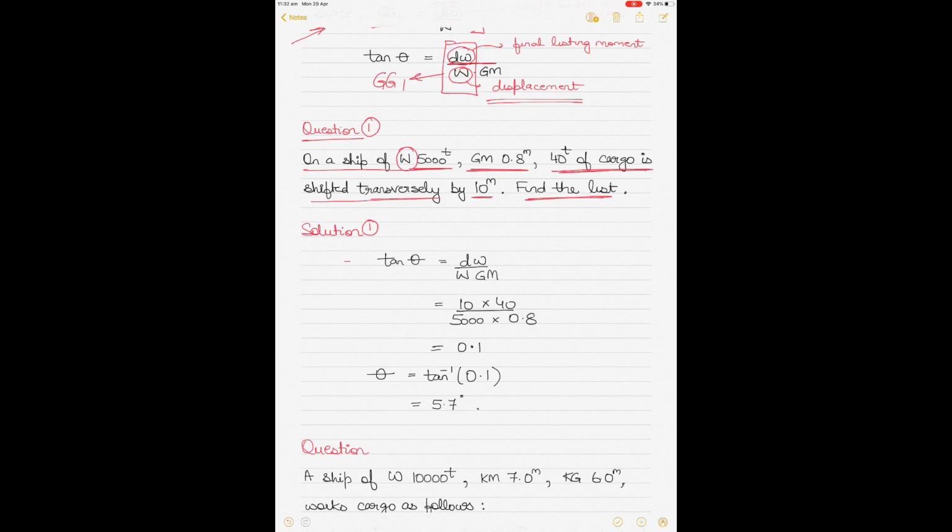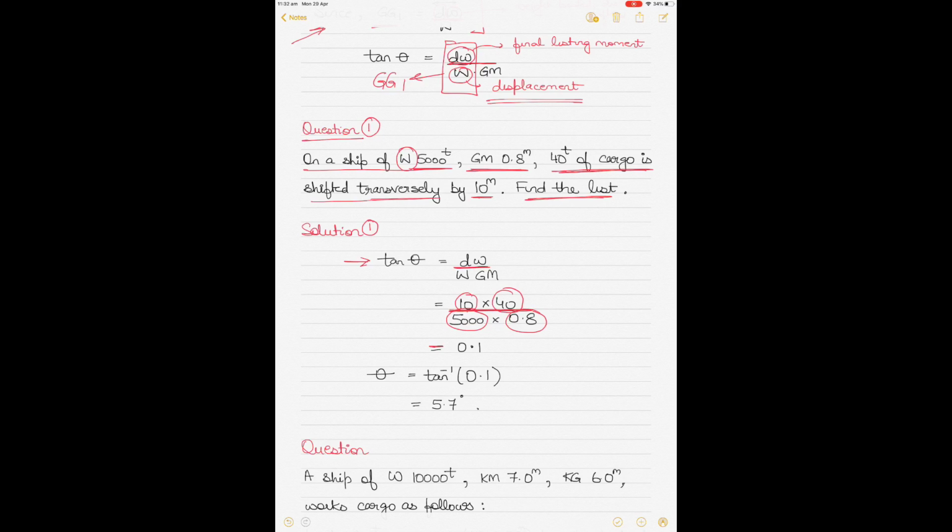So the formula for calculating the list is tan of theta, where theta is the list of course, equals dw by W divided by GM, where dw is the transverse shift of weight. In this case, the weight has been transversely shifted by 10 meters. The weight shifted is about 40 tons. Since the displacement has not changed, the cargo has only shifted, not loaded or discharged, the final displacement remains the same, which is 5000 tons, and the GM is given to you in the question as 0.8.